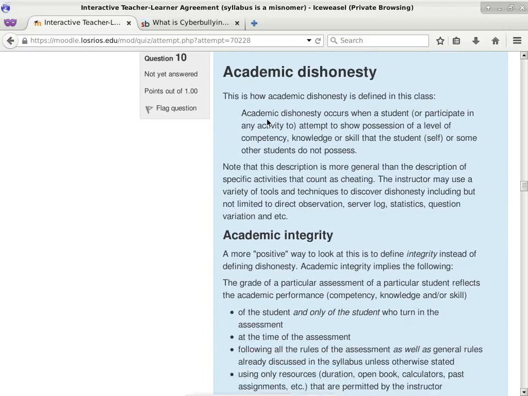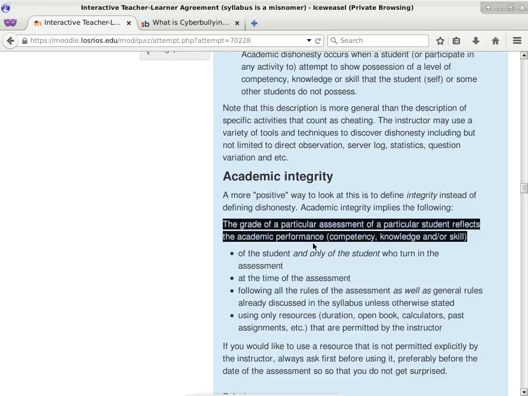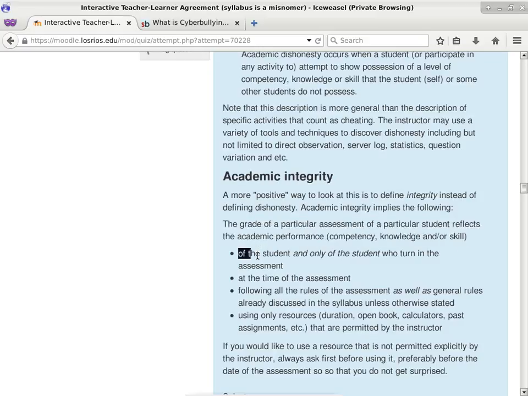Academic dishonesty. I'm trying to use a more positive way to look at things, so we'll talk about academic integrity instead. The grade of a particular assessment of a particular student reflects the academic performance of the student, and only of the student who turned in the assignment or the piece of assessment. That means it should not be reflecting the academic performance of somebody else.